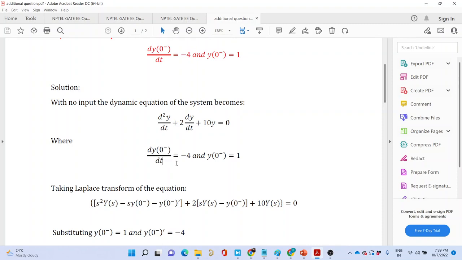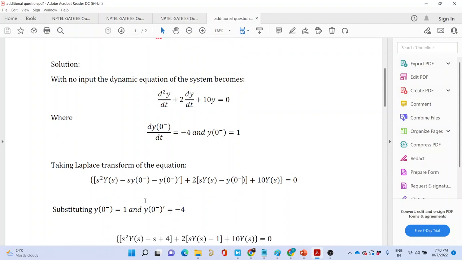At t equal to 0, say there was a switch and I have just switched it on. That is why they say 0 minus. 0 minus means just at the instant before you switch it on. These are the conditions that you have. Now what is the Laplace transform of this? This is again s of Y(s) minus y of 0 minus, the initial condition.